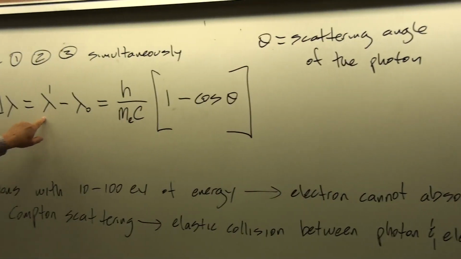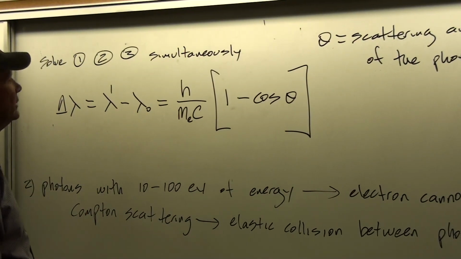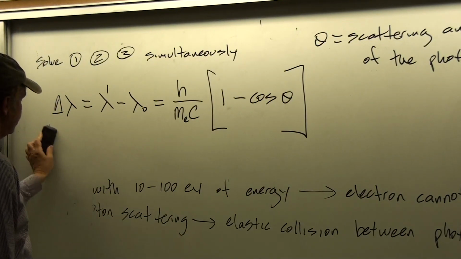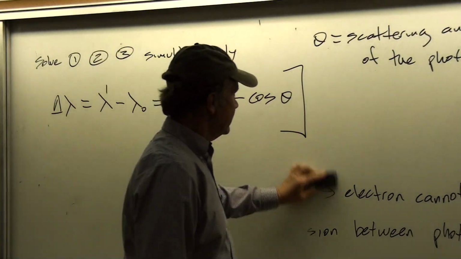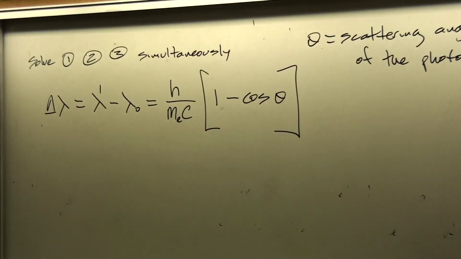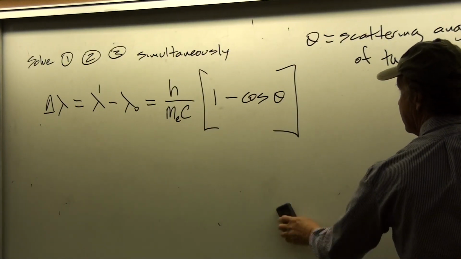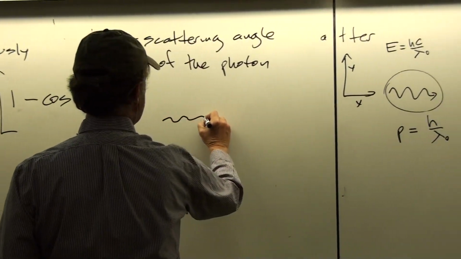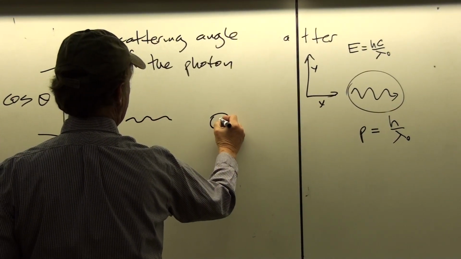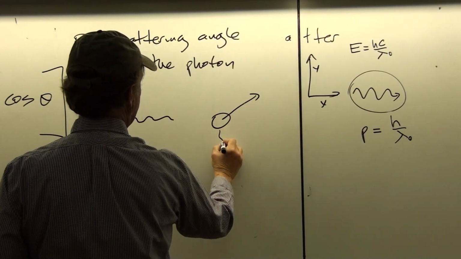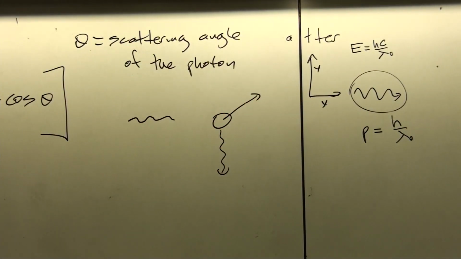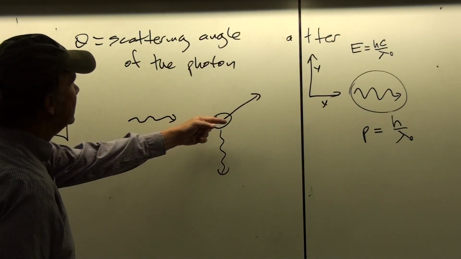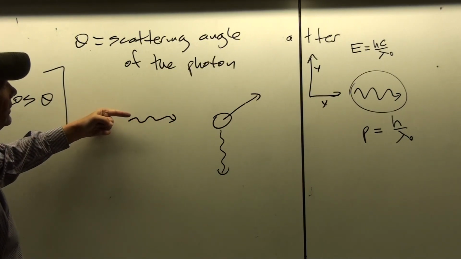So then the difference in the wavelength can also be used to help us figure out the kinetic energy of the electron after the collision. So let's try to work that through with an example. Let's say that the photon comes in, scatters off the electron like this. The electron goes off this way, and the photon goes straight down. Is that possible? Well, sure, that's possible. You could actually get the photon to bounce straight back.